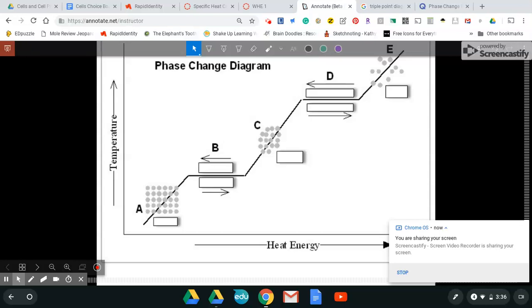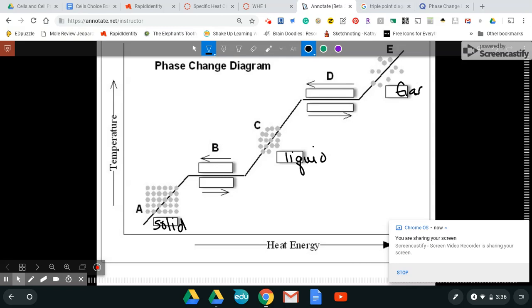All right, so we're going to be learning about phase changes and the different phase change diagrams. This is a typical phase change diagram, okay? If we were to label this, and you need to draw this out on notebook paper, this is your solid, this is your liquid, and this is your gas. So you've got to be able to identify phases.